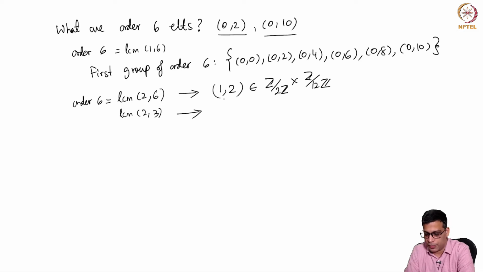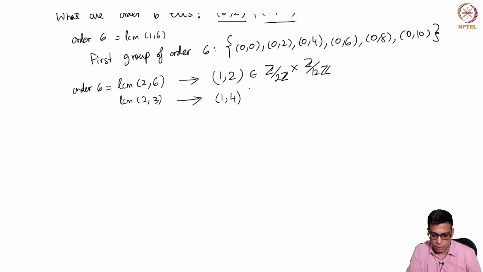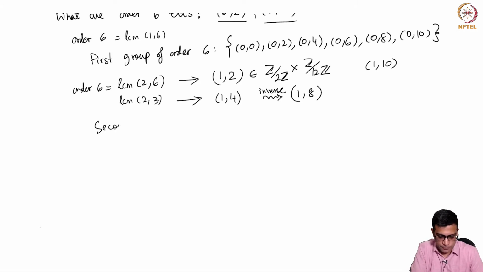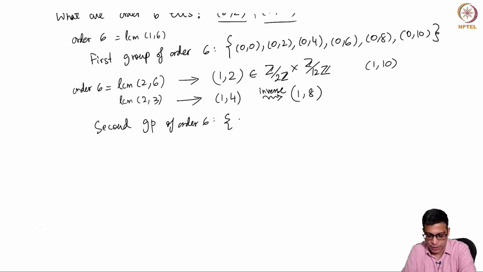The 6th multiple will be (0, 0), and the order 3 element will be 4. Okay, so these are two order 6 elements in Z mod 2 cross Z mod 12. So in fact, this will give its inverse. So (1, 2) and its inverse will be (1, 10), and its inverse will be (1, 8). Okay, so 4, 8, 12. So 4 is an order 3 element. Okay, so these are the second group of order 6. I'm just explicitly writing this.